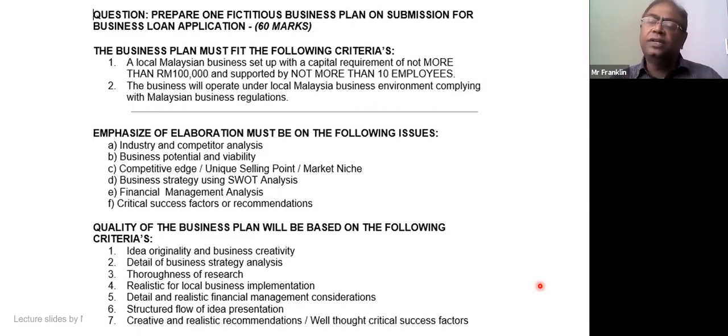Then business strategy using a SWOT analysis. You all know how to do a SWOT analysis. Strengths, weaknesses, opportunities, and threats of the business, right? Financial management analysis. Now, this is what I told you, we will look into your finance part. In the next chapter we will cover the different parts of the financial part, right? Then critical success factors or recommendation. What are the success factors?